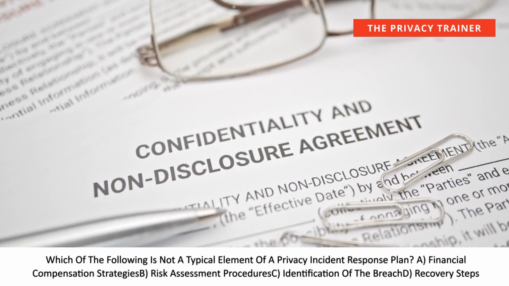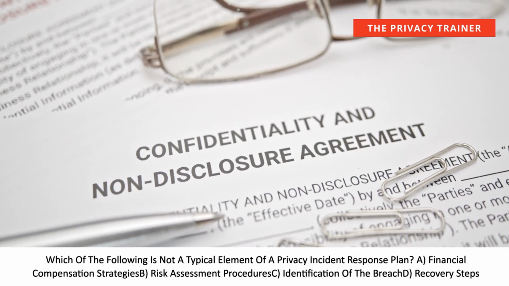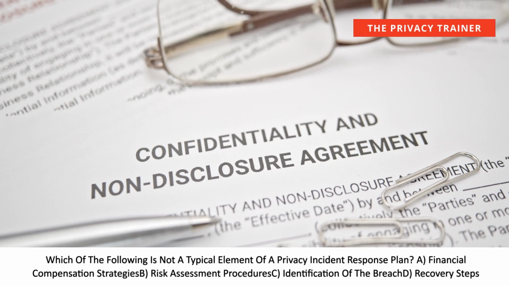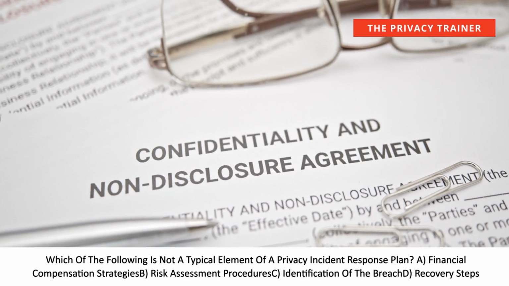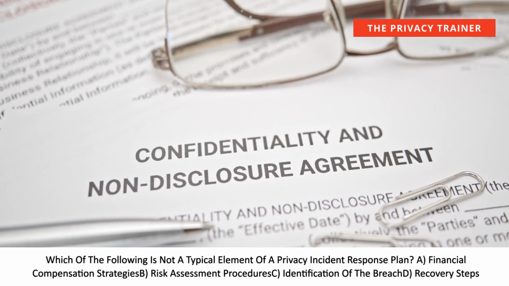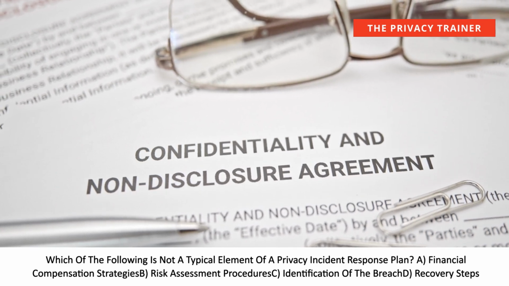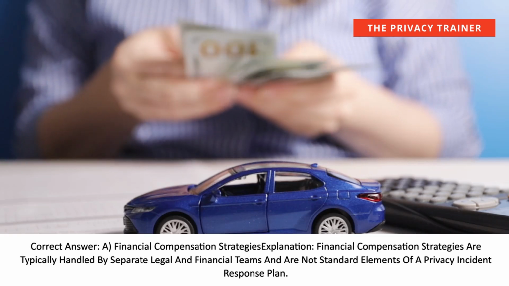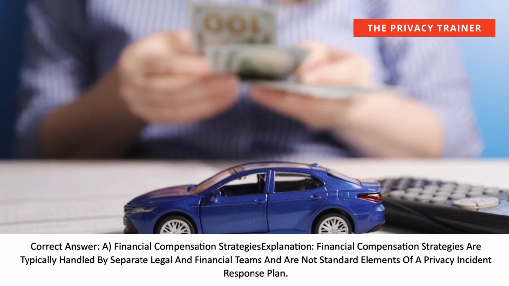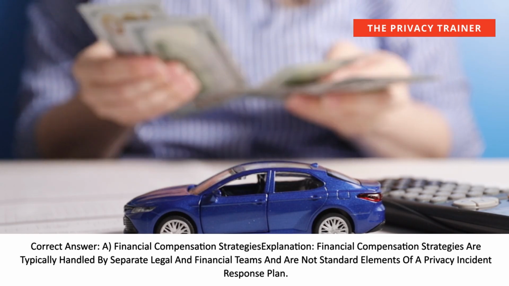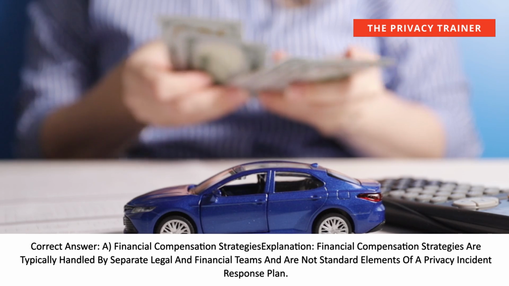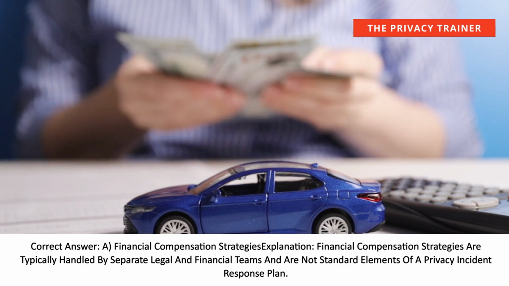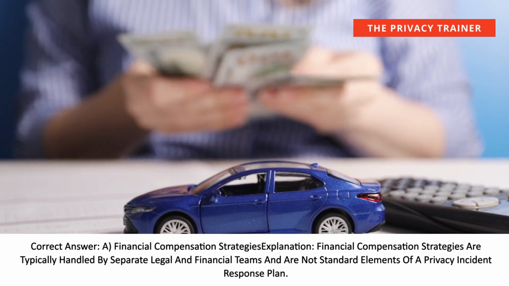Which of the following is not a typical element of a privacy incident response plan? A. Financial compensation strategies. B. Risk assessment procedures. C. Identification of the breach. D. Recovery steps. Correct answer, A. Financial compensation strategies. Explanation. Financial compensation strategies are typically handled by separate legal and financial teams and are not standard elements of a privacy incident response plan.